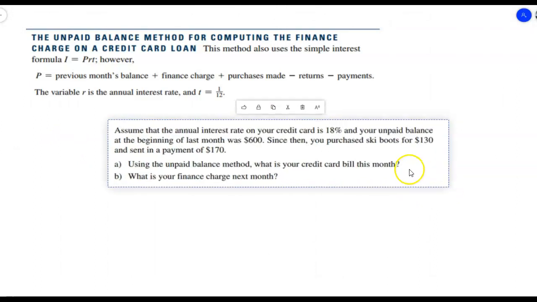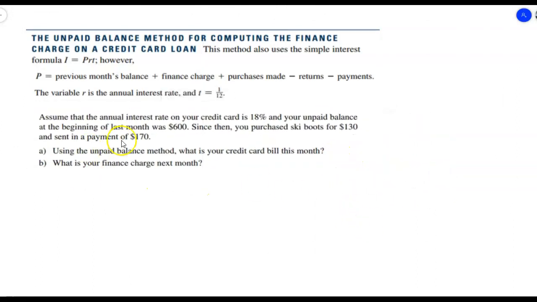And I'll use one from the book. It says, assume that the annual interest rate on your credit card is 18% and your unpaid balance at the beginning of last month was $600. Since then, you purchased some ski boots for $130 and sent in a payment of $170. Using the unpaid balance method here, what is your credit card bill this month?